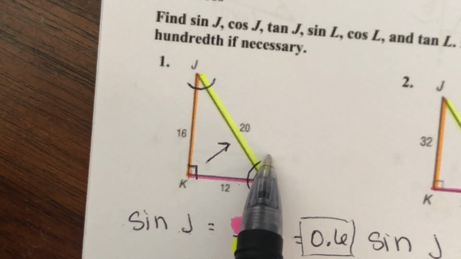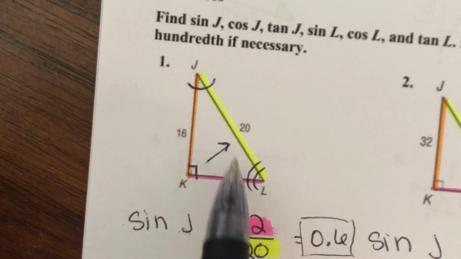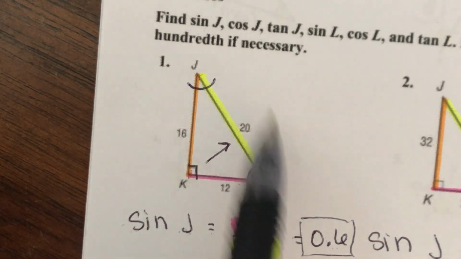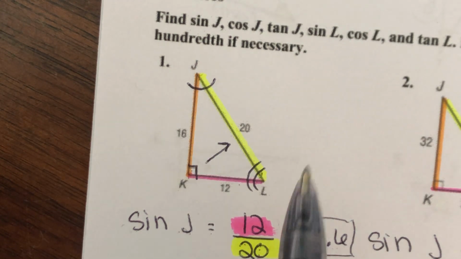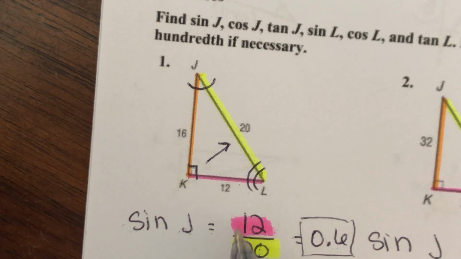So it changes slightly, right? If we're looking at a different angle, my ratios are going to be different. The only thing that stays the same, because this is a right triangle, is the hypotenuse. It doesn't matter which angle I'm referring to, 20 is always the hypotenuse. So for angle L, sine is opposite over hypotenuse. That's going to be 16 over 20.